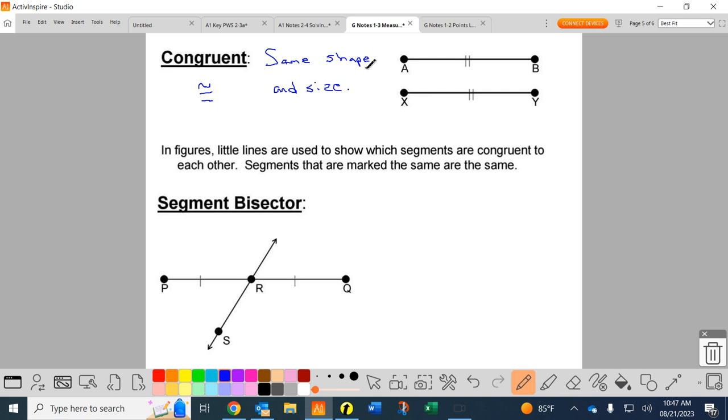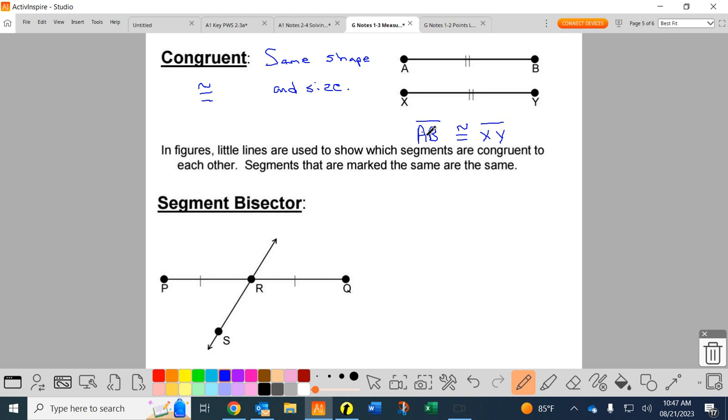It's not just having the same number on it. Doesn't mean they're equal in measure. Equal means that one would be 5 and the other would be 5. This means that they're the exact same shape and the exact same size. That's what congruent means. We're talking about the objects themselves. These are congruency marks. You're going to see lines on here. These things tell you that these are congruent to each other, so you would write that as AB is congruent to XY. You're going to have to write congruency things a lot throughout this year, guys.